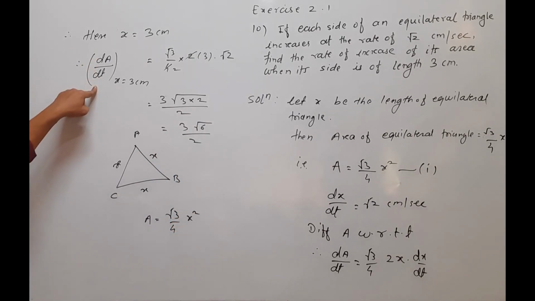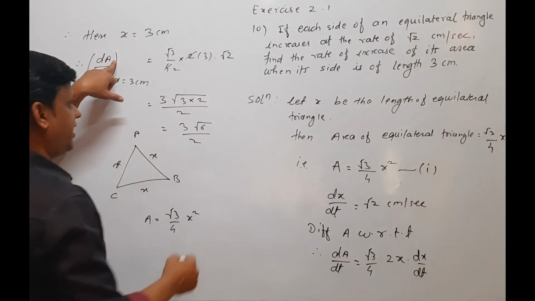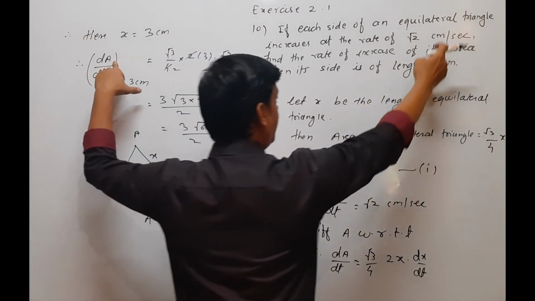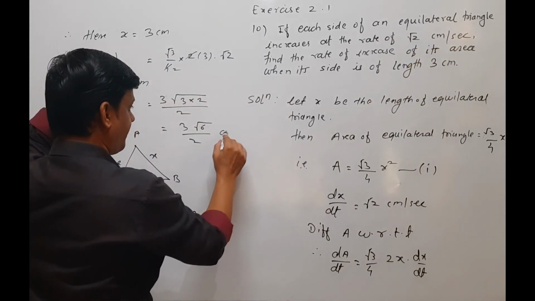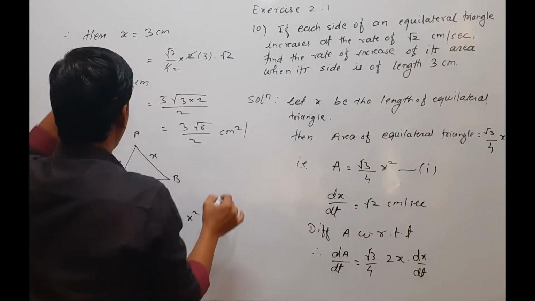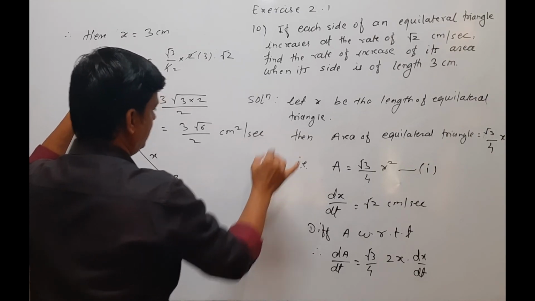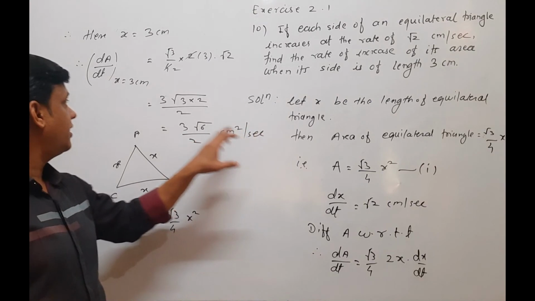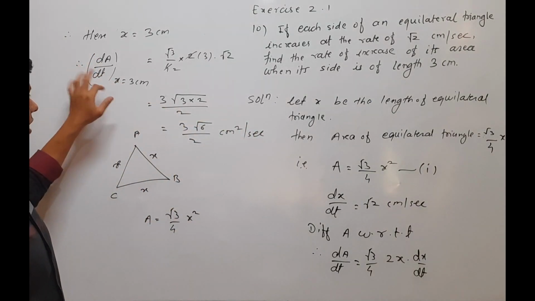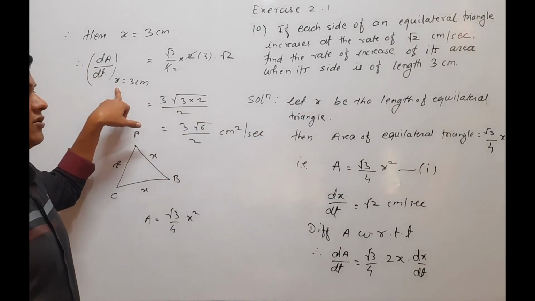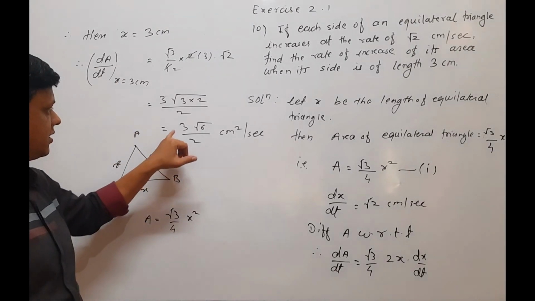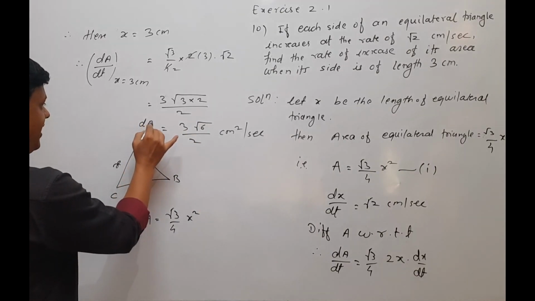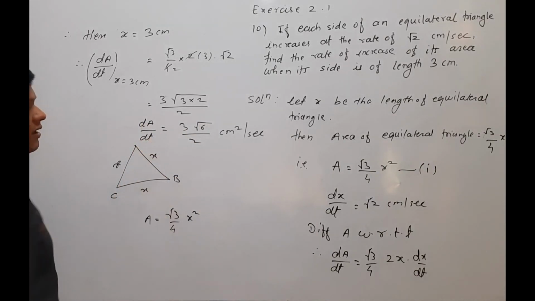Now in dA by dt, in the numerator A is area. So for area we write the unit centimeter square, and for t we write second. So the unit is centimeter square per second, and the rate of change of area when the side is of length 3 centimeter is 3 root 6 by 2. So this is the value of dA by dt. That is the required answer.